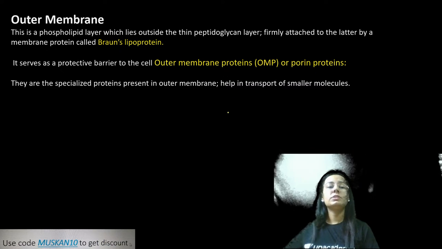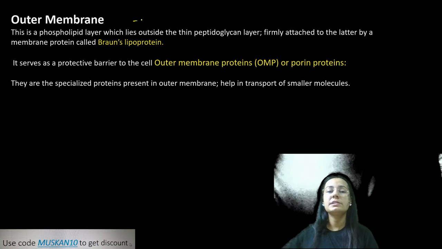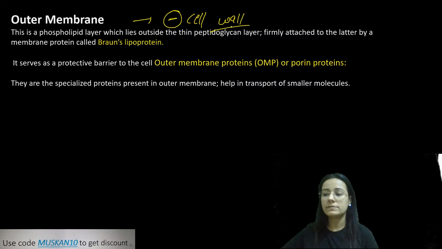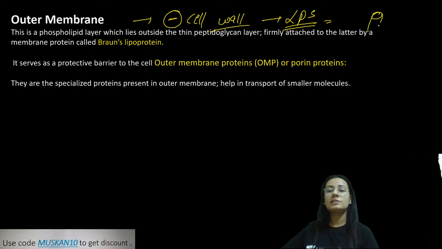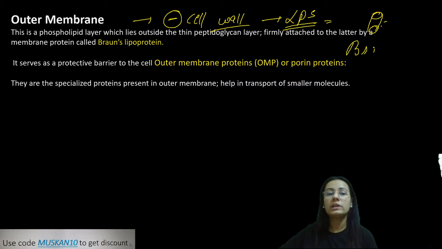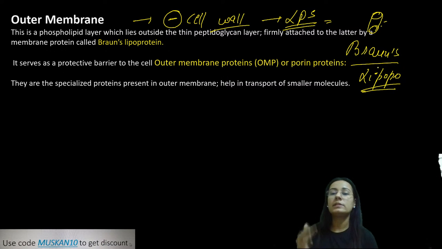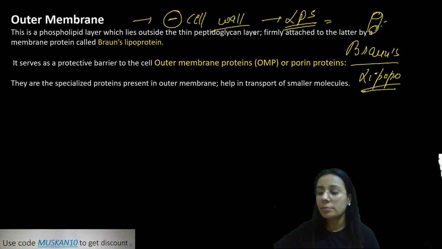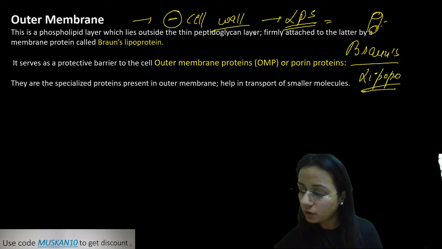Now coming to the outer membrane, in which cell wall is it present? The gram negative cell wall. And what is present in the outer membrane? Lipopolysaccharide, and porin channels are present. They are also present in the gram positive. Porin channels help in the transport of molecules. And one specific protein that we have to remember is the Braun lipoprotein, a specific outer membrane protein present in the gram negative.